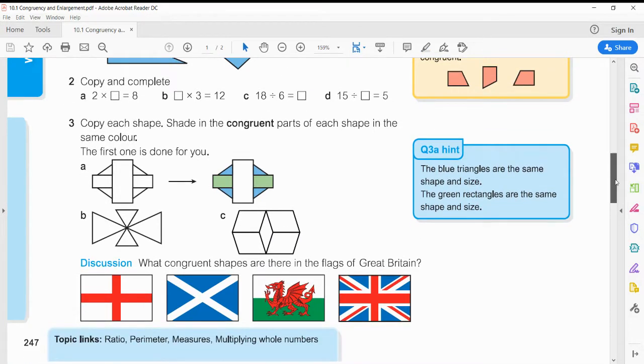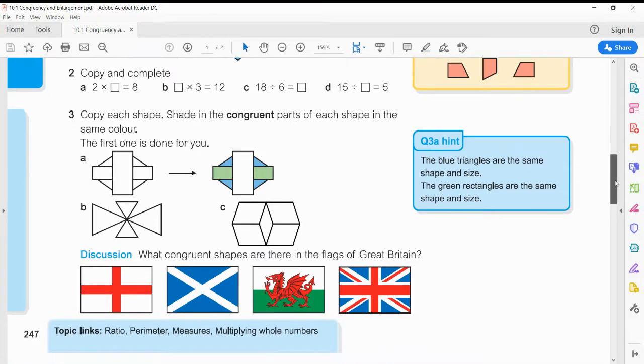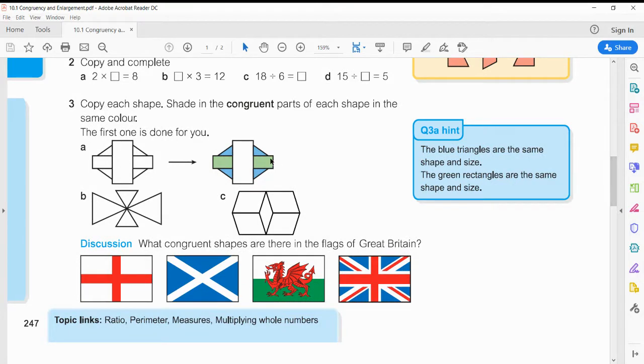Then copy each shape and shade in congruent parts of the shapes, same colors. So this one's been shown for you. Well, in this one, you'd be doing the top and the bottom in one color, and these two side ones in one color. This, you've got 4 shapes there that would be the same color, and this one here is different.